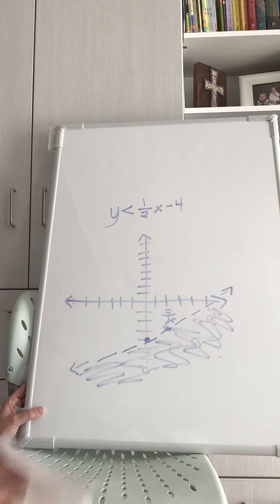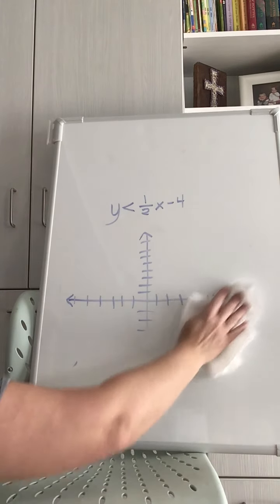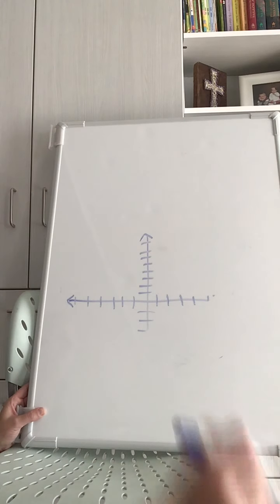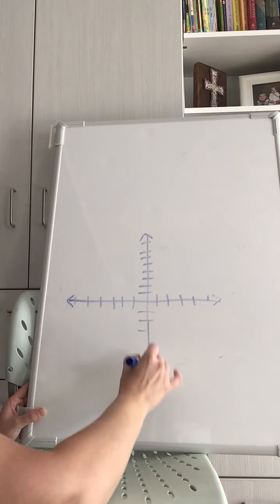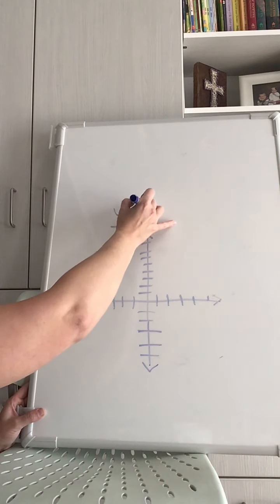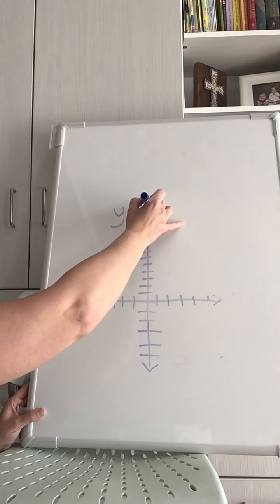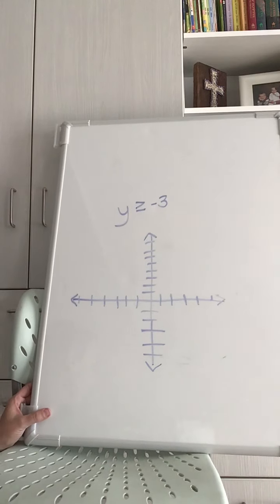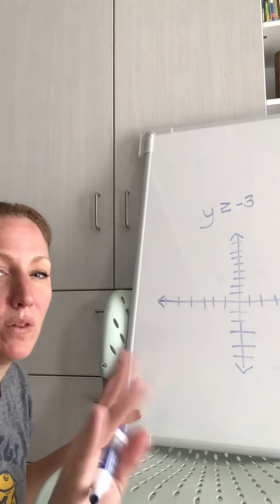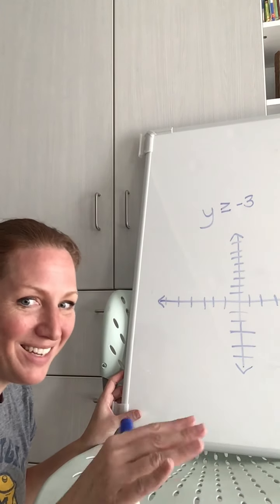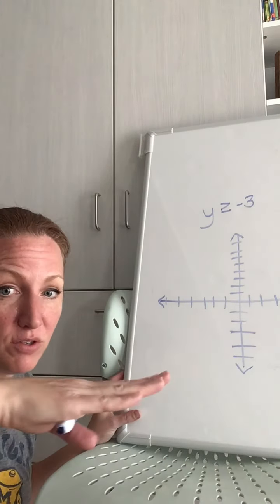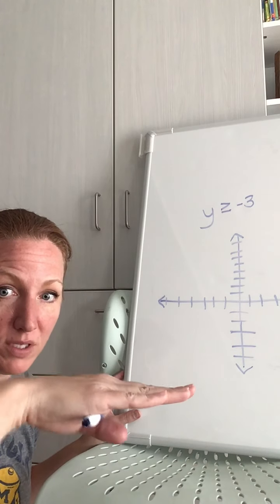Let's try another one. Let's say this time I just did y is greater than or equal to -3. I have no x's, I have no other funny business. Whenever you see something like this, a y is equal to or less than or equal to, but there's no x's, or it's an x is less than or equal to, there's just one letter there, it's going to be a straight line.